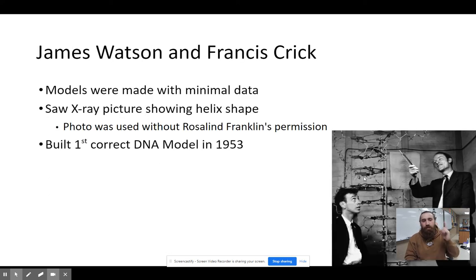But here's the catch. There were two other men, James Watson and Francis Crick, who were also looking for the structure of DNA. So were Rosalind Franklin and Maurice Wilkins, but Watson and Crick were as well. They were the kind of people who gathered other people's information and did their own thing. They were known to go on walks and talk about DNA and try to figure it out that way. I wouldn't say they were lazy, but they weren't as straightforward as Rosalind Franklin was. They made models, usually with minimal data, so they just put stuff together. But they did see the X-ray photo of the helix shape.